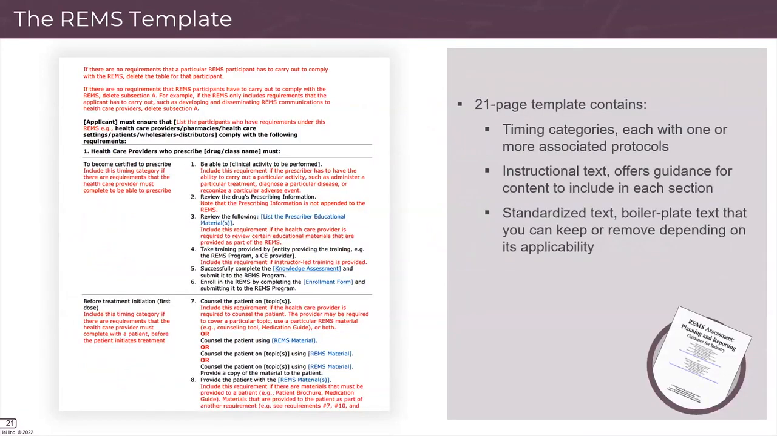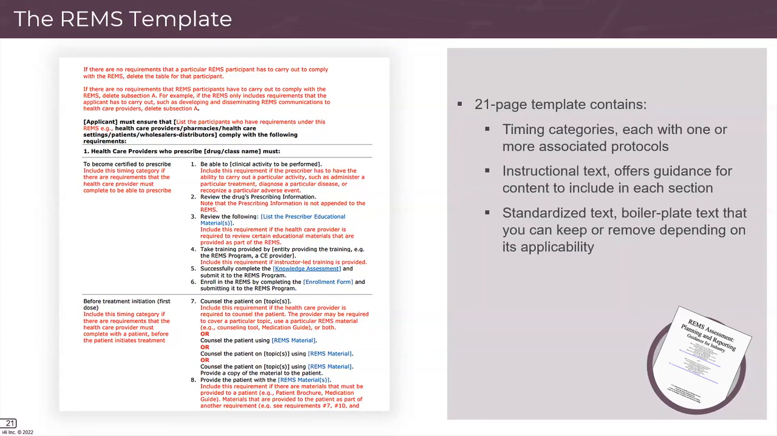So here's a quick look at a little portion of the REMS template. As I mentioned, it's 21 pages. You've got the REMS goals section near the top, and that's where you're going to state each goal of the REMS and the related objectives. After this, you've got the REMS requirements section, which is the largest section in the template. And within this section, there's a subsection for each stakeholder. Each stakeholder has protocols, and each protocol has one or more associated requirements. And then there's the assessment timetable section and also the REMS material section after that.